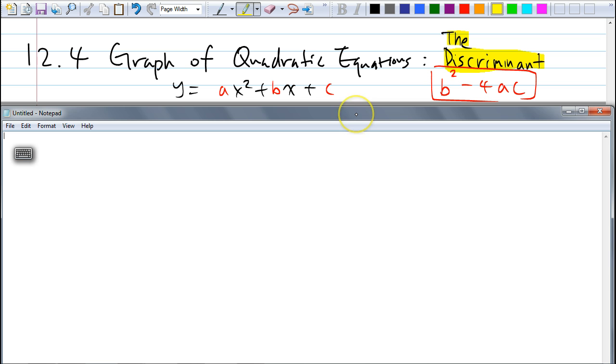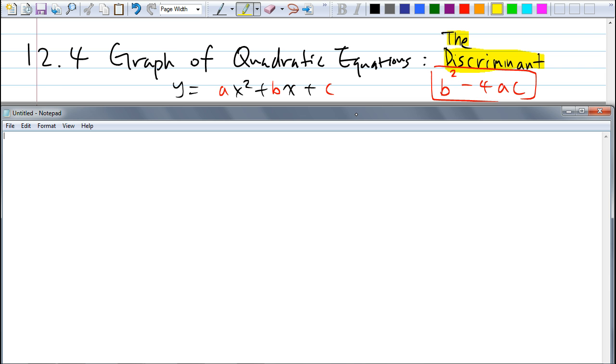When you have the quadratic equation y equals ax squared plus bx plus c, of course you get a parabola. And the discriminant for this quadratic equation is b squared minus 4ac. It's this expression. And that should look kind of familiar. Anybody recognize that from somewhere? Okay, good. I'm glad. Angel, where have we seen this before?